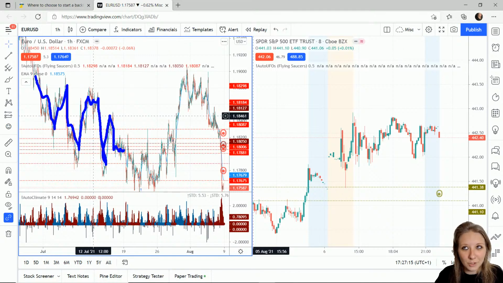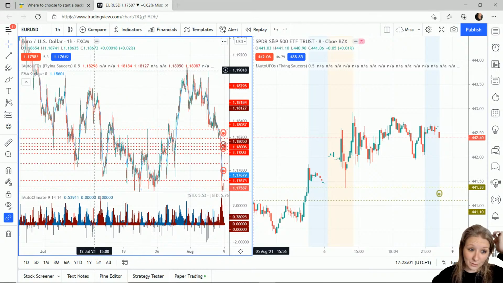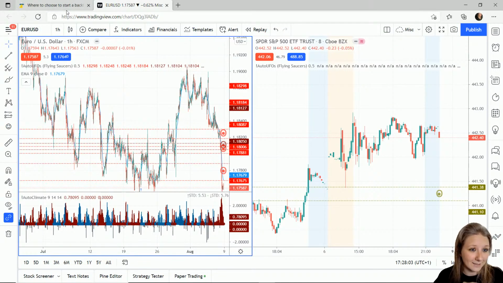We can't control market condition, we can control how we react to it. So if you're backtesting in an environment where you can see and practice in multiple different market conditions, you're going to be better armed when you move forwards. So hopefully that makes sense. That was the first question that we had, which was where to choose to start backtesting.